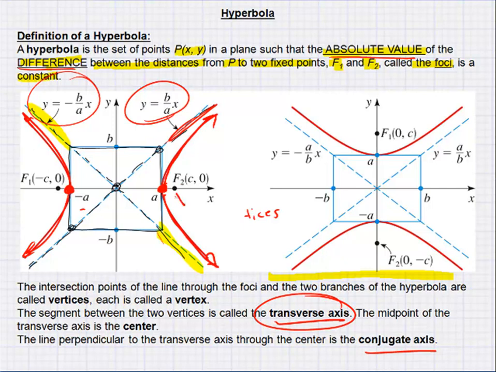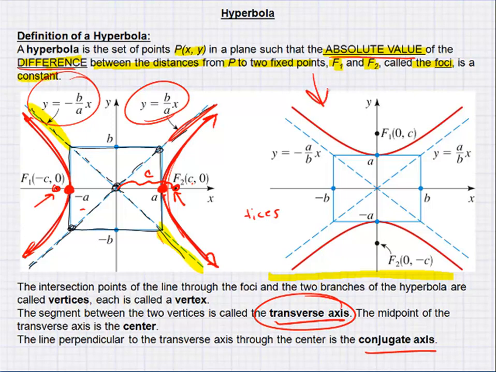Now there's two other values here that are important, which are my foci. They're going to be based off of this value c. c is this distance off of my center, just like with the ellipse. The foci are always kind of inside the curve of the hyperbola. And as long as I can find c, I can find those values as well.